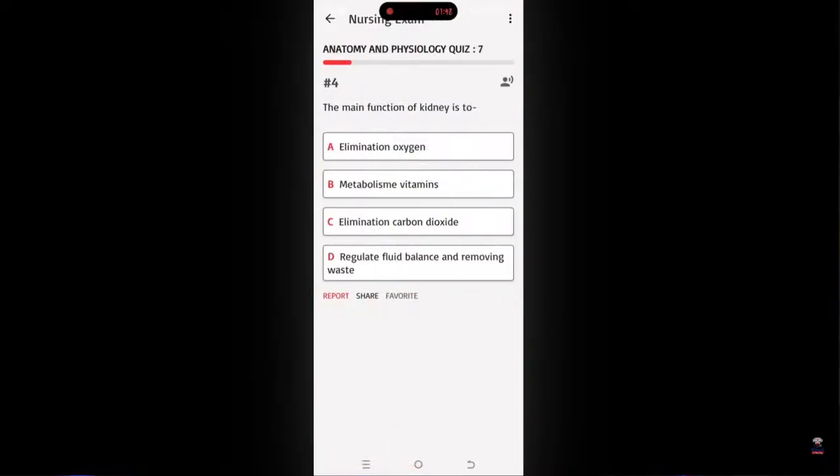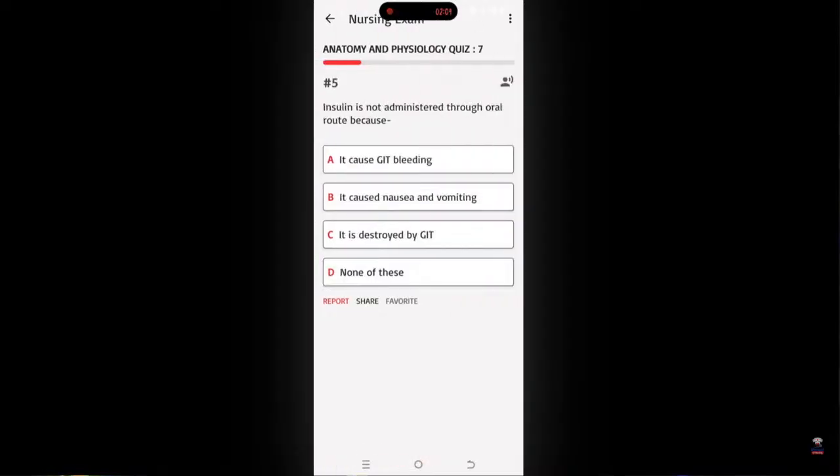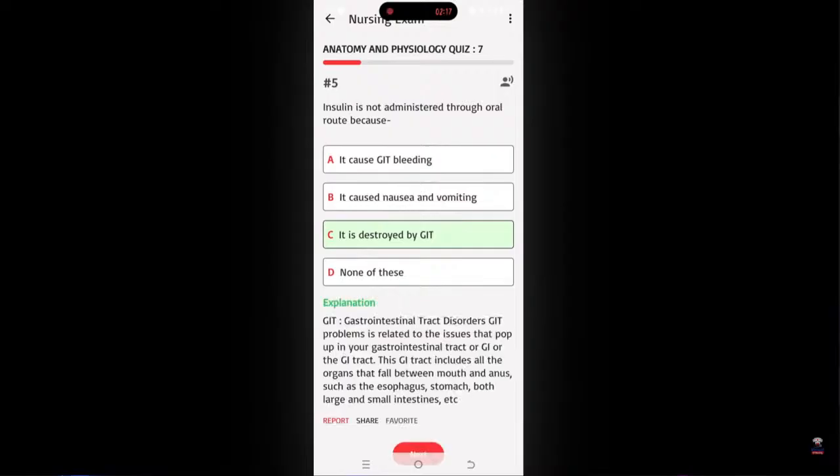The main function of the kidney is to A. Eliminate oxygen, B. Metabolize vitamins, C. Eliminate carbon dioxide, D. Regulate fluid balance and remove waste. Correct answer: D. Insulin is not administered through the oral route because A. It causes gut bleeding, B. It causes nausea and vomiting, C. It is destroyed by the gut, D. None of these. Correct answer: C. Gut.